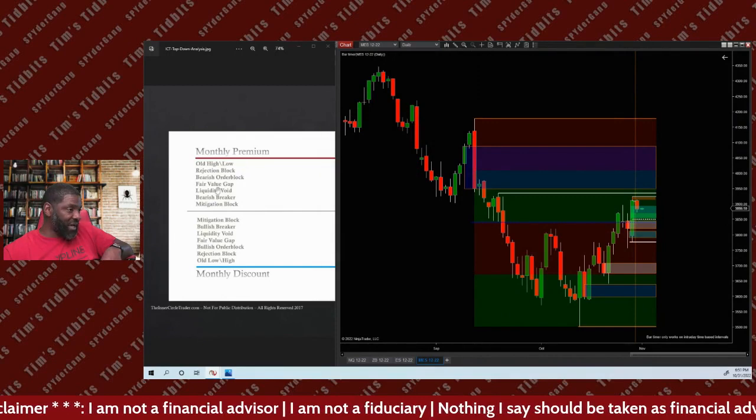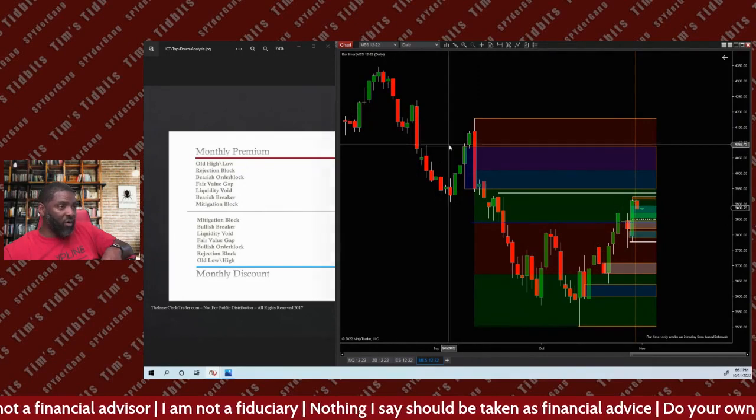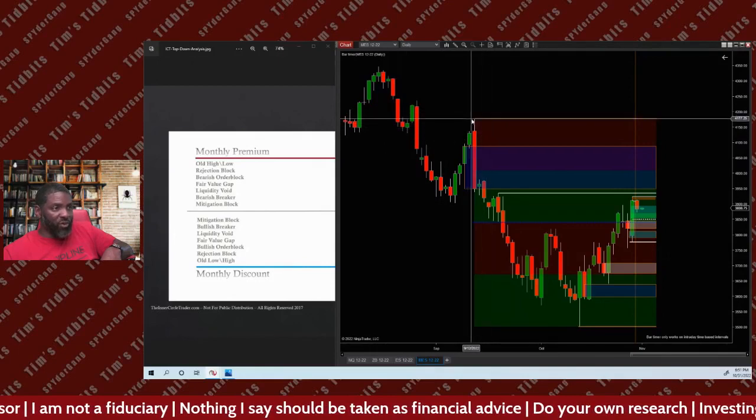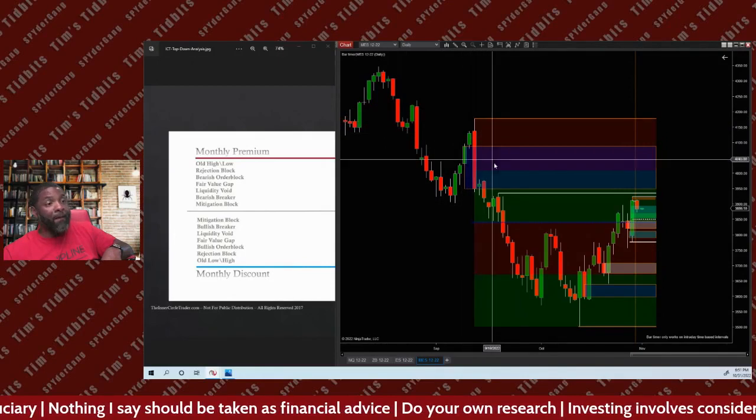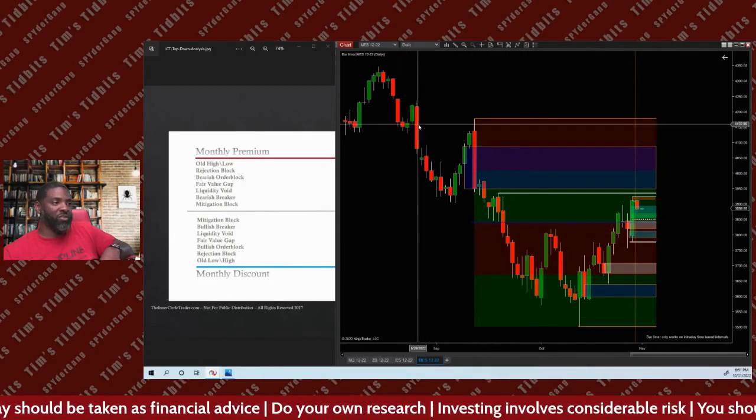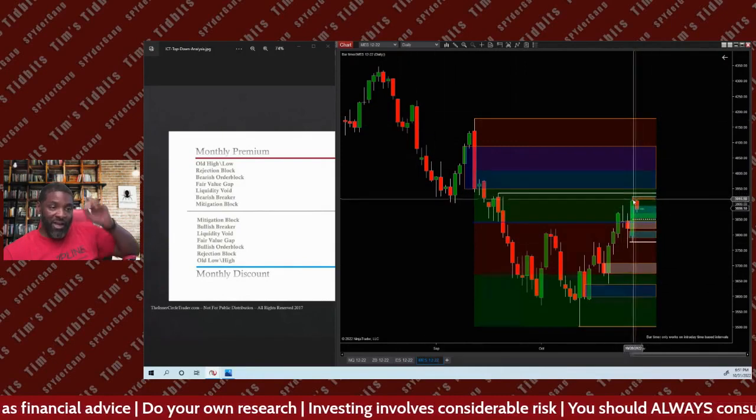We hit a mitigation block, a fair value gap, and an order block. We hit all three of them over here, and we sold off. Pay-yow! You see what I'm saying? But back to what I was saying.